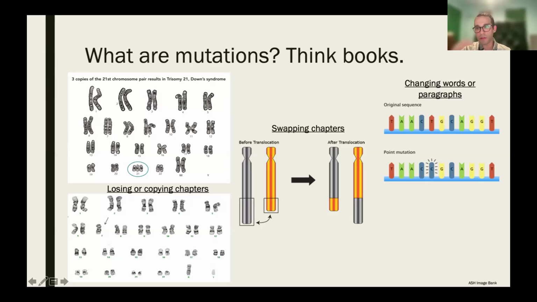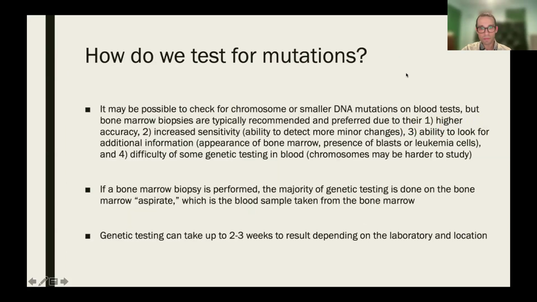But masked PV doesn't result from any different mutation versus normal PV. So I'll bring it back to the concept of mutations that way. Okay. How do we test for mutations? Again, I think this is important to know about as patients. You won't be doing these tests yourselves, but these are things happening behind the scenes.